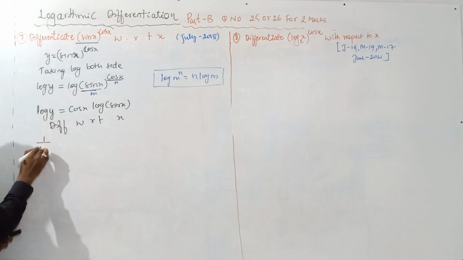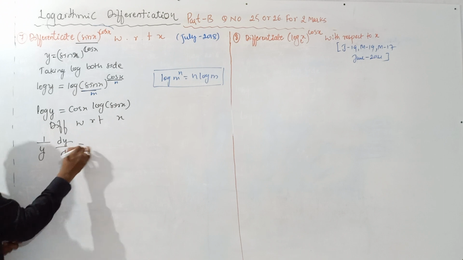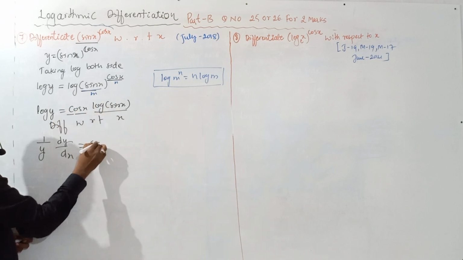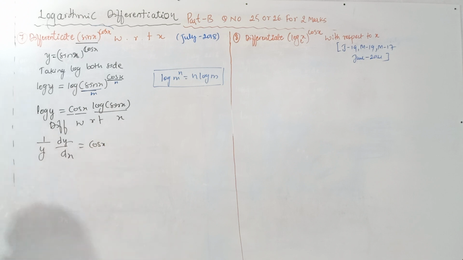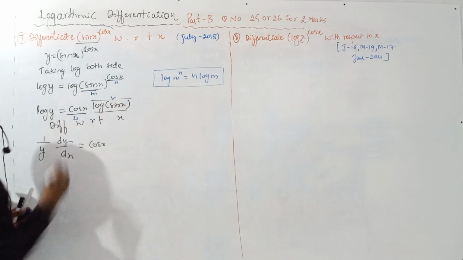Derivative of log y is 1 by y. Y derivative is dy by dx, equal to, again product rule, u into v. U means what here? Cos x. This is u. And this is what? V. This function is v.